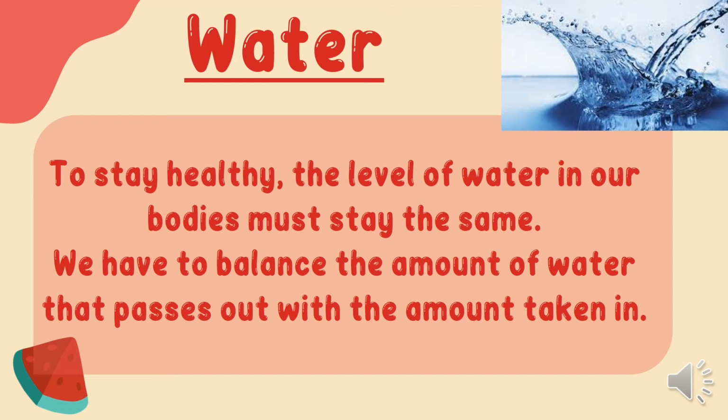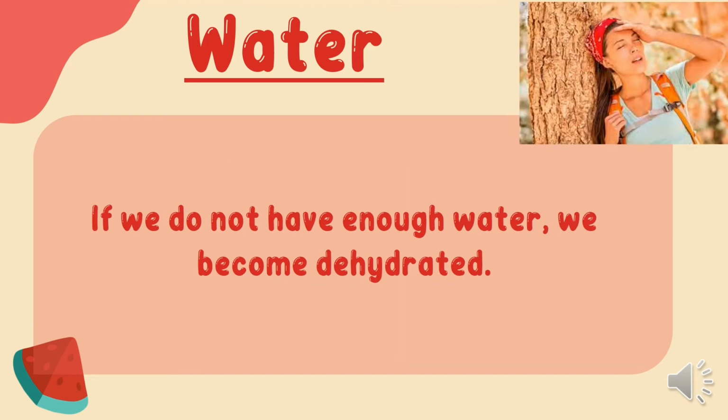To stay healthy, the level of water in our bodies must stay the same. We have to balance the amount of water that passes out with the amount you take in. So how much water you are losing, that much water you have to drink so that we can have a balance. If we do not have enough water in our body, we become dehydrated. Some people will feel tired, they will faint, they will fall down if you don't have enough water in your body. So make sure that you all drink enough water.